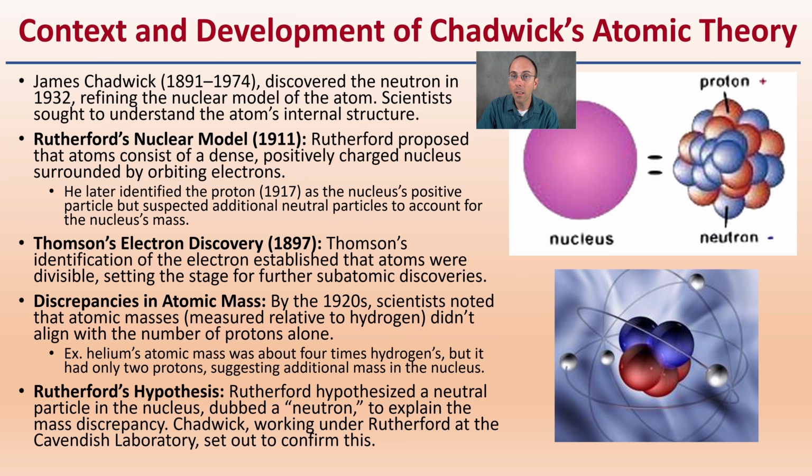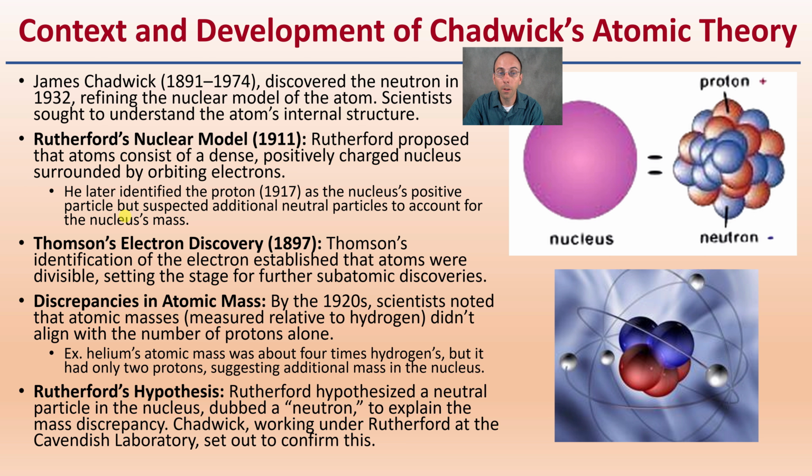So again, with any scientist, it's always important to have an idea of what was leading up to the development of their theory, because we're talking right around the year 1932. Discovery of the neutron is starting to come into play here. So remember, Rutherford's nuclear model in 1911 proposed atoms consisted of a dense positively charged nucleus surrounded by orbiting electrons. He later defined the proton in 1917 as a nucleus positive particle, but suspected additional neutral particles to account for the total nucleus's mass. And this is kind of where we're starting to see the continuation of that theory to then go through and be proven out.